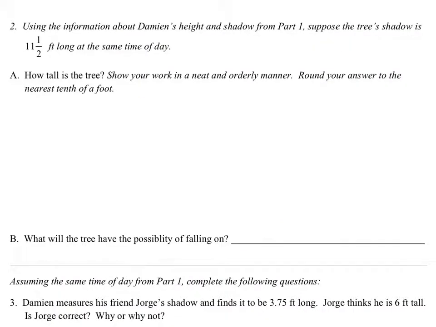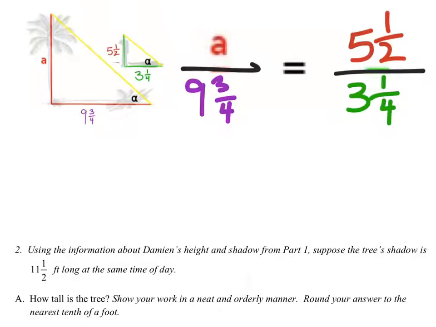Alright, this next problem, using the information about Damien's height and shadow from part 1, suppose the tree shadow is 11.5 feet long at the same time of day. How tall is the tree? We'll show our work here, and then we'll round our answer to the nearest tenth of a foot. So this one looks like we may be using some decimals. Now these are the values that we had before, right? But now we're saying that the tree's shadow is 11.5 feet long.